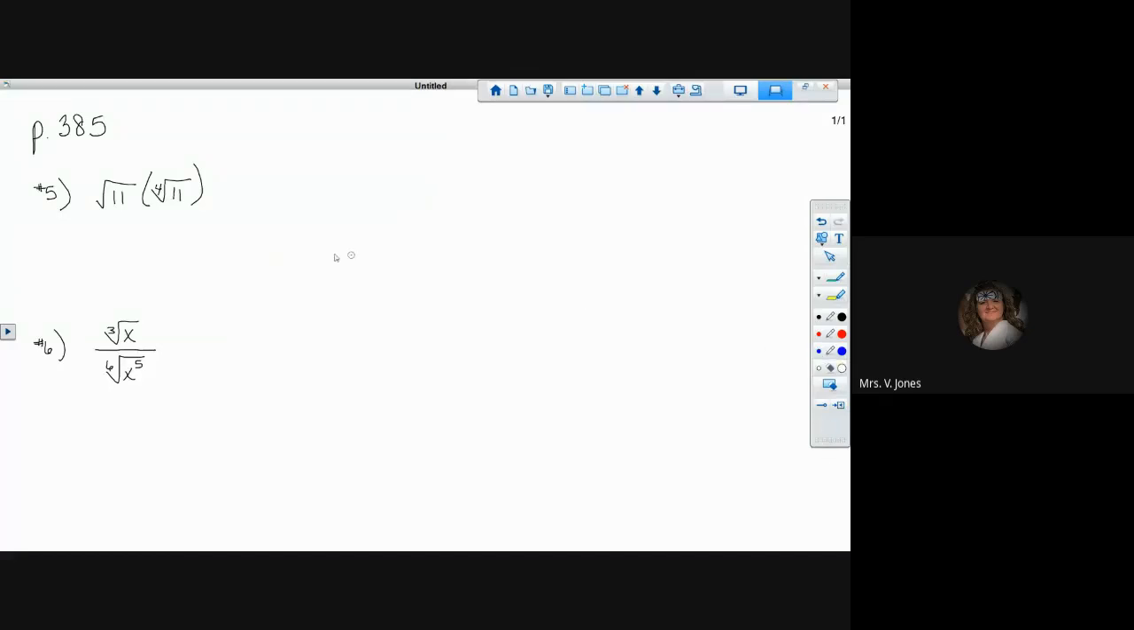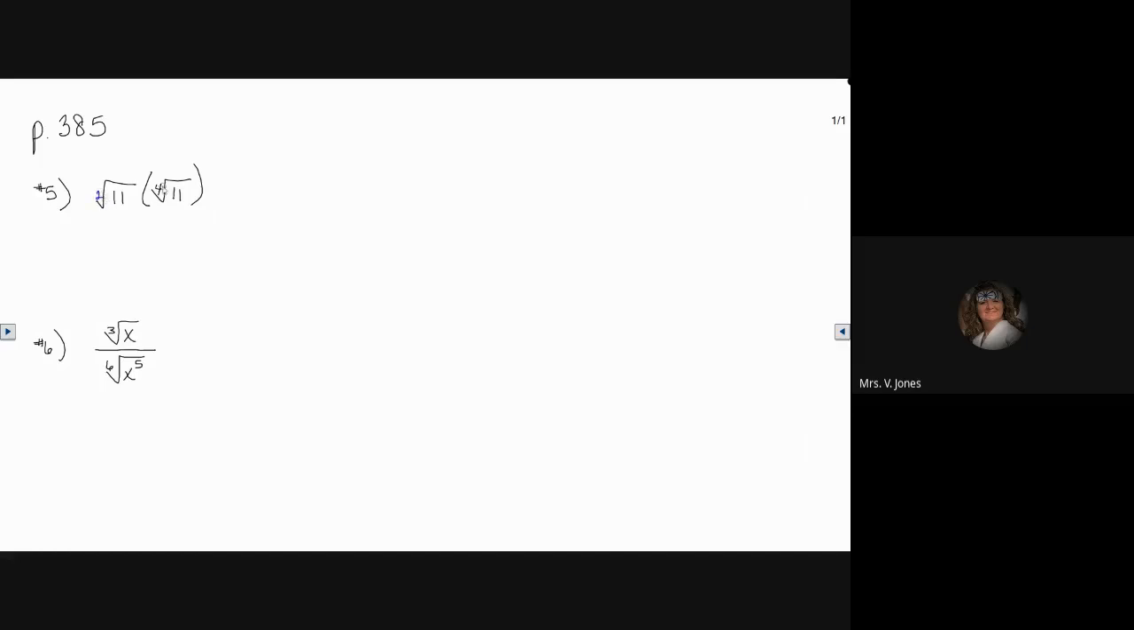All right, so on page 385, number 5, we're going to take the square root of 11 times the 4th root of 11. But when we're multiplying, in order for us to put them all underneath the same root, they have to have the same root. This has a 2nd root. This has a 4th root, so we can't do that. So we need to see if anything else will work.